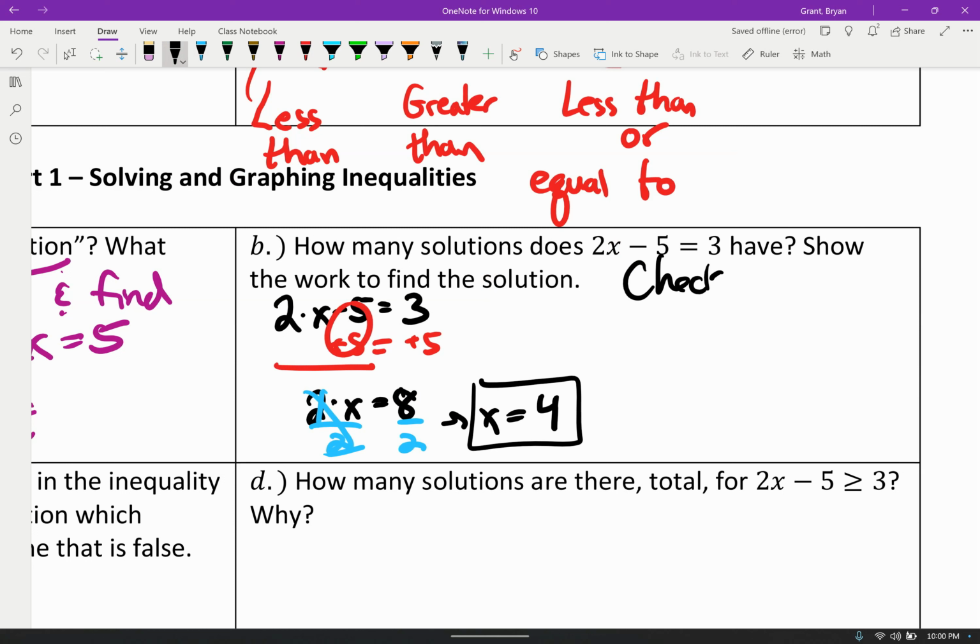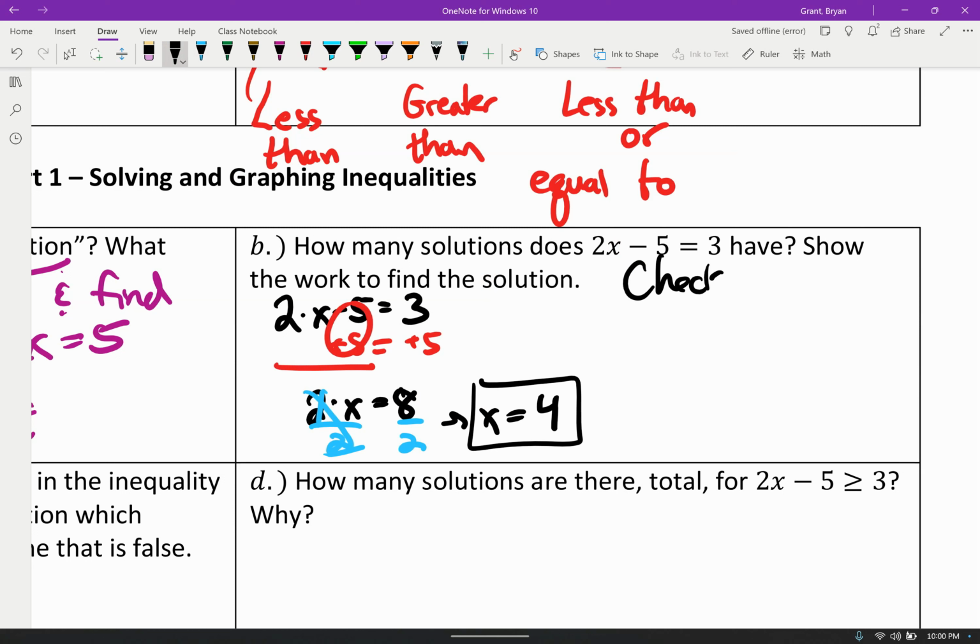And I bet you could even solve this one pretty quickly. I mean, we would divide by 2, and I'll just move to the right here. But that's just going to give us, of course, x equals 4. Okay, so the solution, and the only solution, to this is x equals 4.